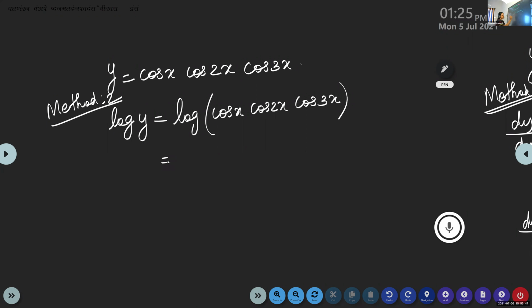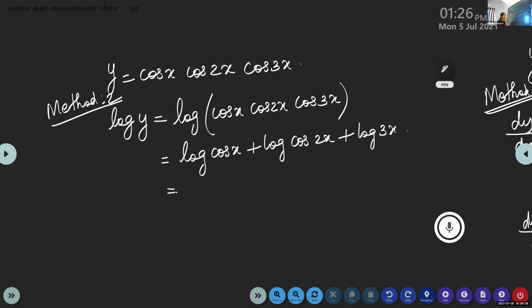Now look at your children. Here three functions are there. So what is log AB? Log ABC, we can split this as log A plus log B plus log C.